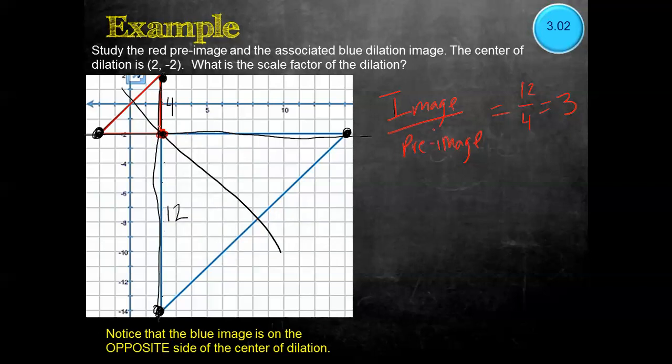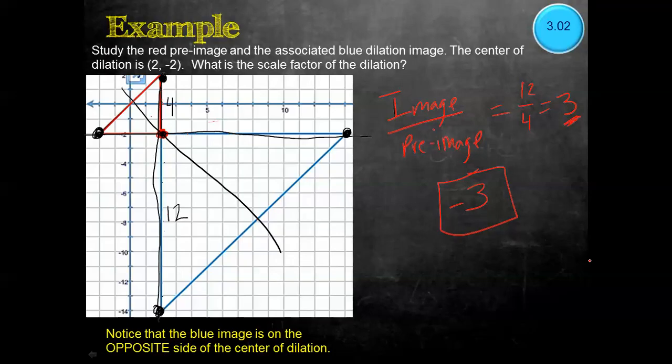Okay, so here these triangles are a mirror image of each other. They're not on the same side. All right, that means that your scale factor is negative. All right, so we know it's 3. Because remember, scale factor, when we're talking about larger and smaller, we talk about the absolute value. So 3, but since it's on the opposite side, this is actually a scale factor of -3.